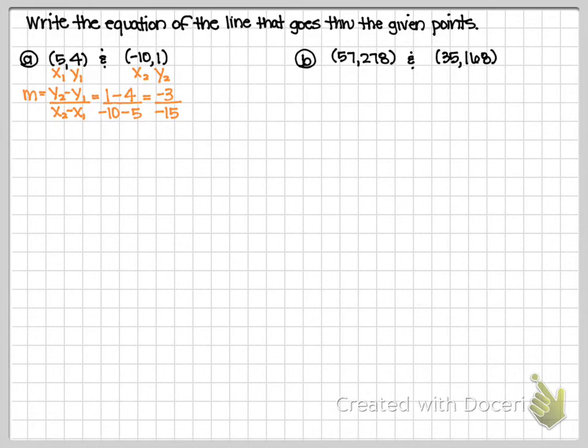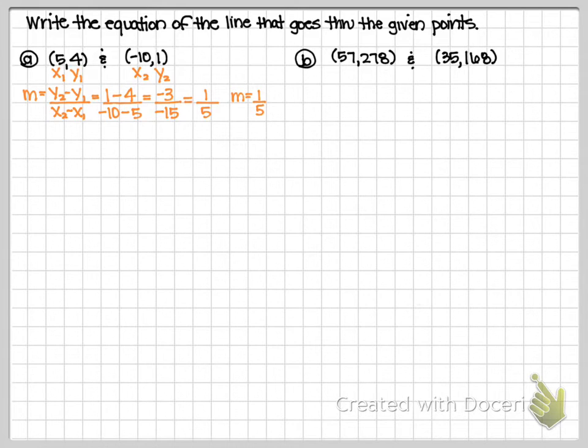So I know a negative divided by negative is a positive. I also know that 3 goes into both the top and the bottom evenly. So I'm going to divide by 3. So that's going to give me a 1 on the top and a 5 on the bottom. So I think I have my slope. So it looks like m is equal to 1/5.